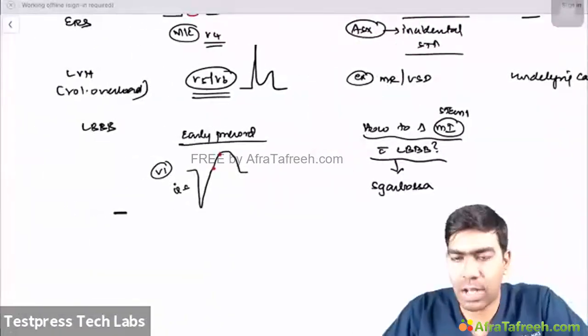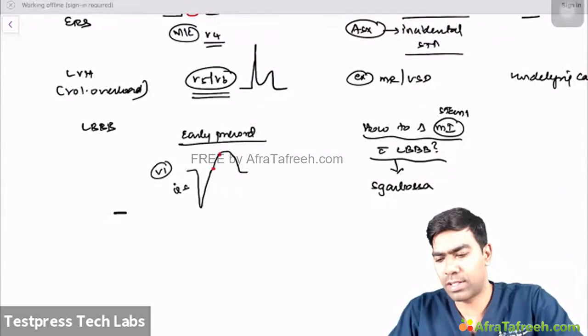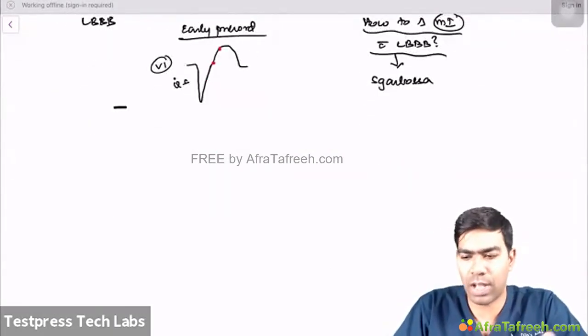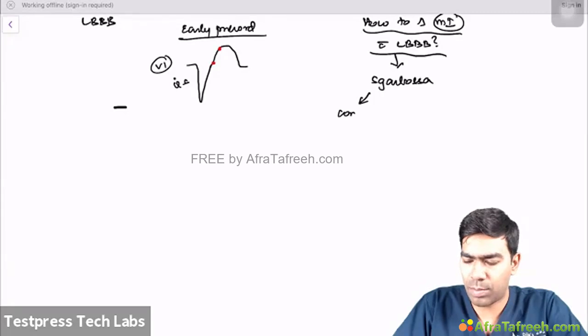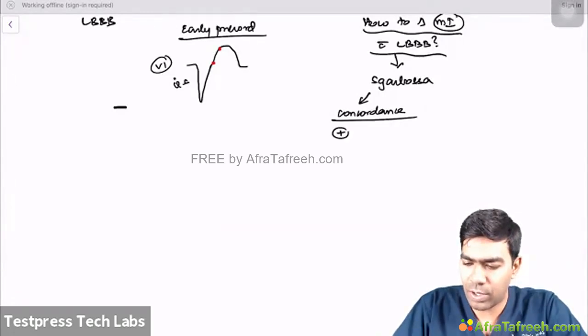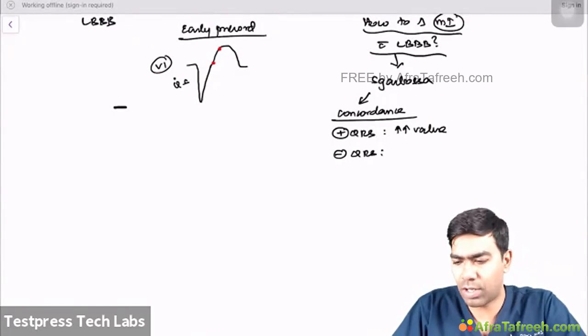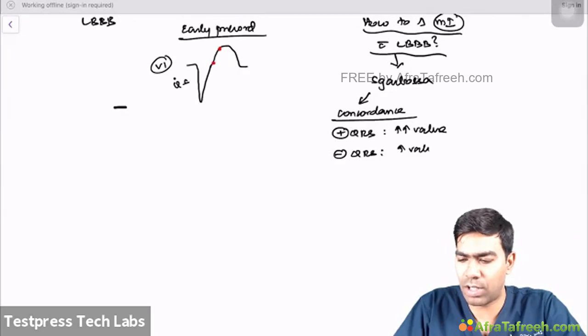Okay, so that's the Scarbosa criteria. Scarbosa criteria is going to basically revolve around certain things. Suppose in LBB you should have a discordance. Suppose you have a concordance, which means T and QRS in the same direction. Especially in leads that are showing positive QRS, if you see concordance, that has a very high value. In leads which are having negative QRS, if you see a concordance, it still has a value, but not that great a value.